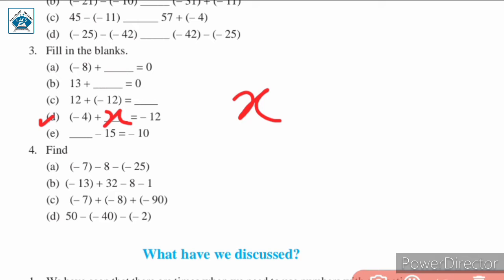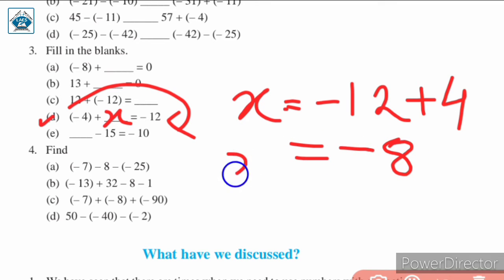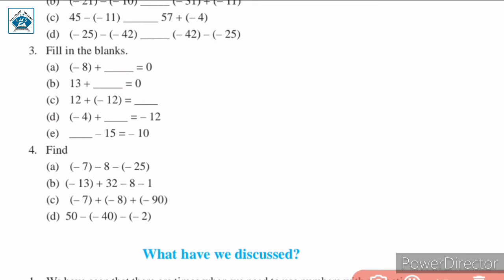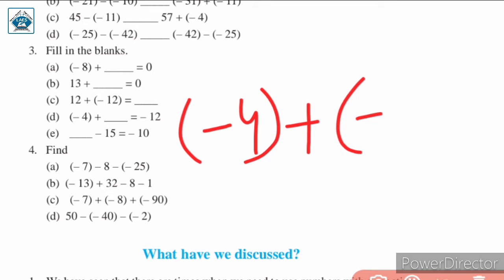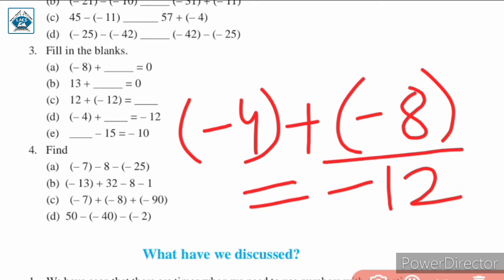So when we put x over here, we will have x is equal to minus 12, and when this minus 4 is taken to the other side of the equation, we will get plus 4. ठीक है, सो यहाँ पे minus 12 plus 4 करेंगे, then this will be equal to minus 8. So the value of x is equal to minus 8. Therefore, here minus 4 plus minus 8 will be equal to minus 12. So in this blank space we have to write minus 8.